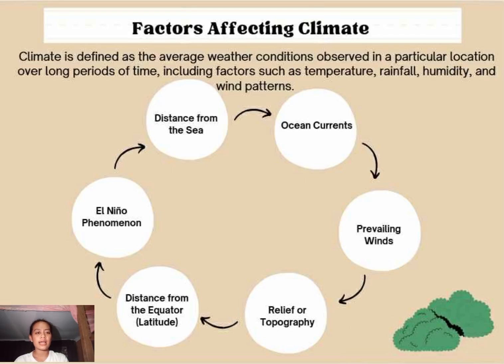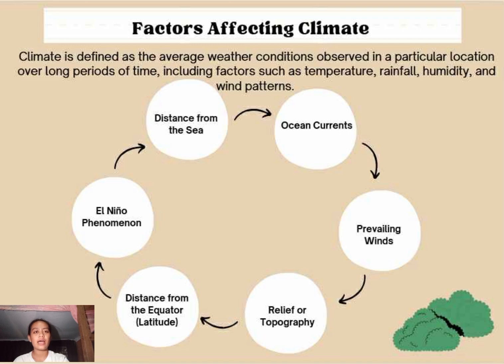Now I'm going to discuss the factors affecting climate. In this lesson, I will explain how different factors shape the climate in various parts of the world. First, let us define what climate is. Climate refers to the average weather or condition of a place over a long time period, including the typical temperature, rainfall, humidity, and wind patterns. Different areas have different climates because many natural and human-made factors influence them.